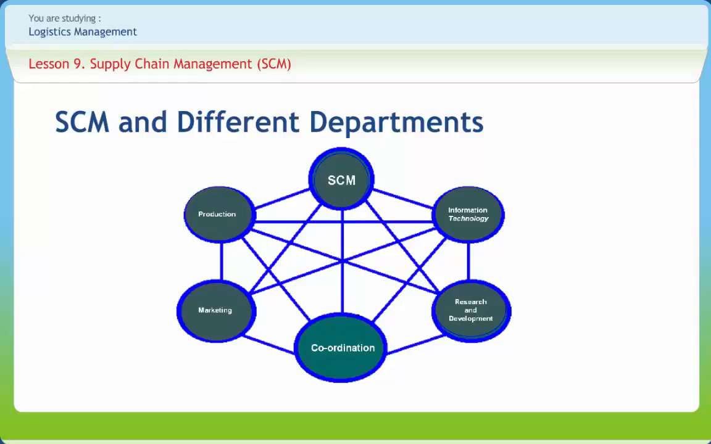Since SCM involves harnessing various functional resources and inputs in order to deliver final goods to users at the right time and place, it is bound to be interconnected with other departments of an organization.